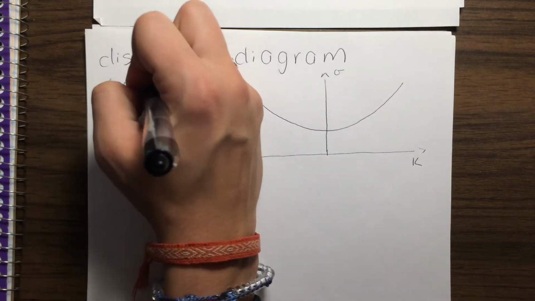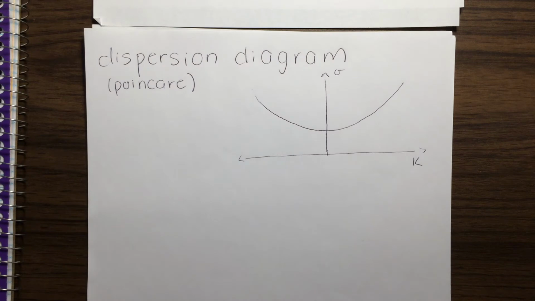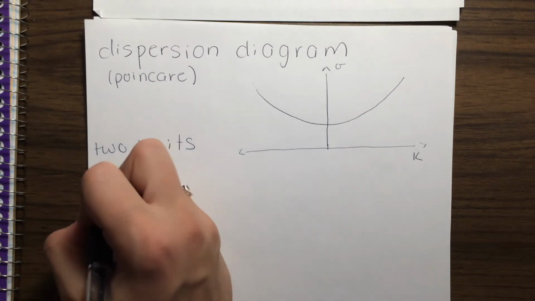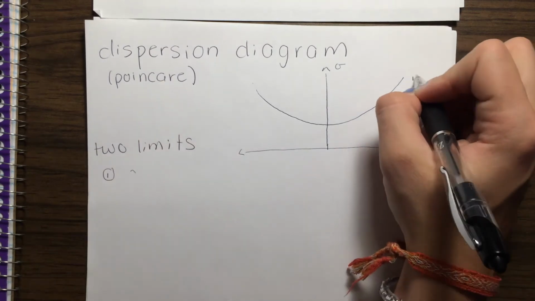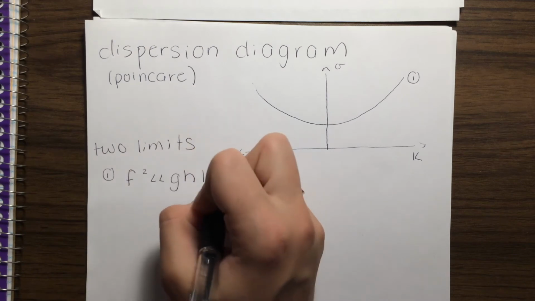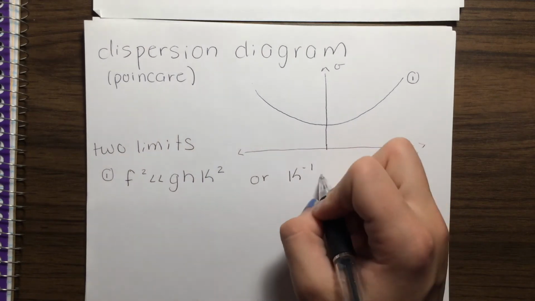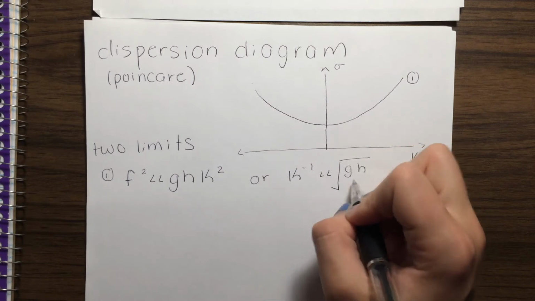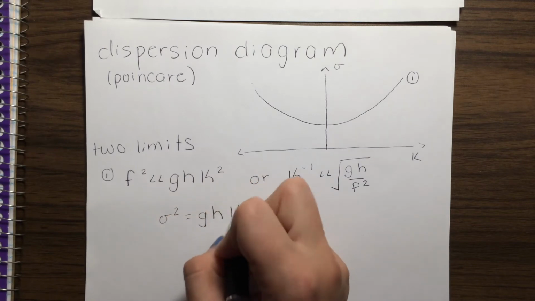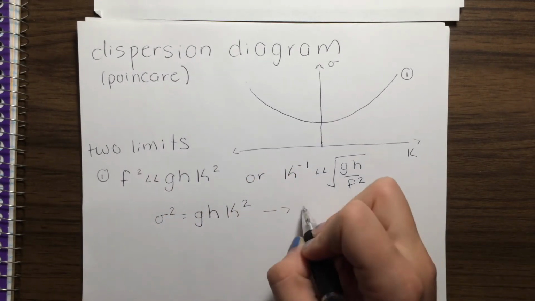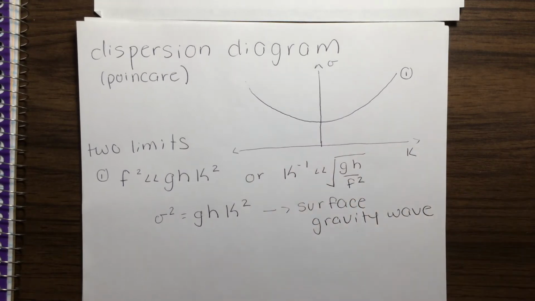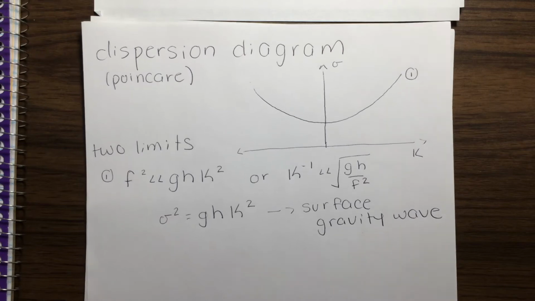There are two limits that are relevant for Poincare waves. The first is up here. At this spot, f squared is much smaller than gh k squared, or k to the negative 1 is much less than the square root of gh over f squared. In this case, we can neglect our f term because it is so much smaller and our dispersion relation simplifies. Now, the parcel travels horizontally back and forth, just like a regular surface gravity wave.